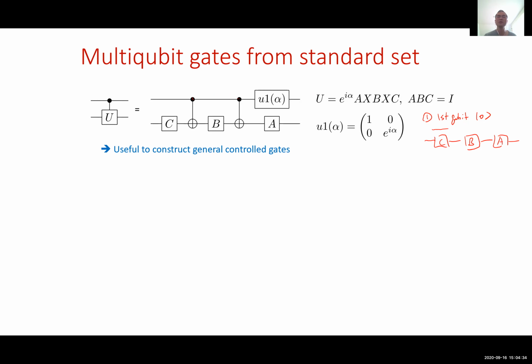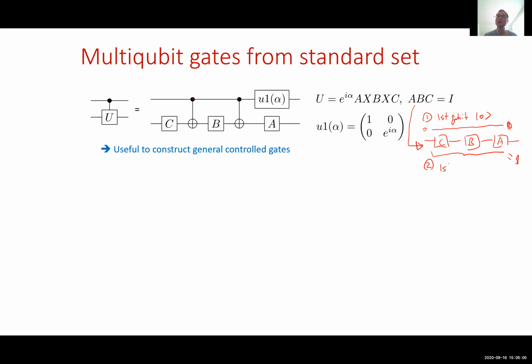And there is also this U1 phase, but U1 phase acting on 0 is still 0. There's no additional phase. It only has a non-trivial phase when the bit is 1. And we see that this is identity. That's the requirement. Okay, so when the first bit is 0, the action on the second bit is basically identity.